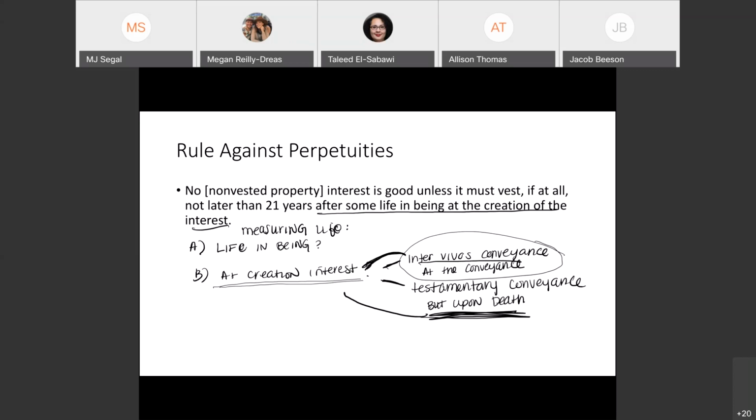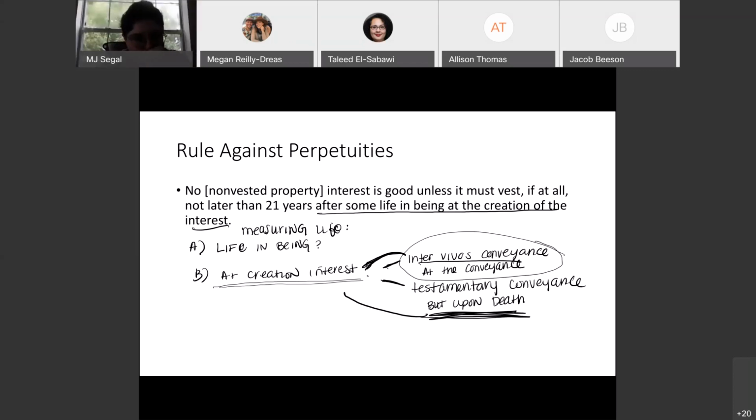I just want to clear up confusion that you may have had by doing the problems in your workbook. But on the exam, I'm not going to test that difference. And I'm going to put in the instructions that we're going to assume everything is an inter vivos conveyance.